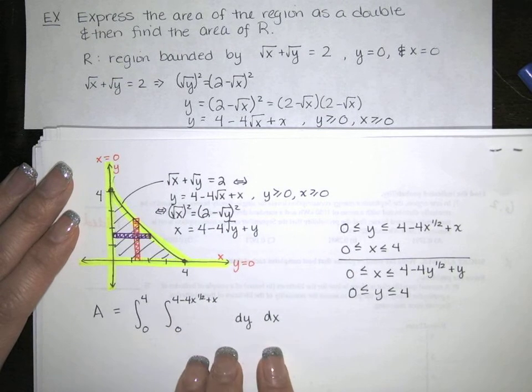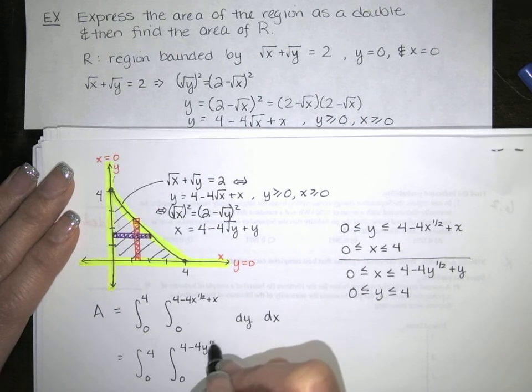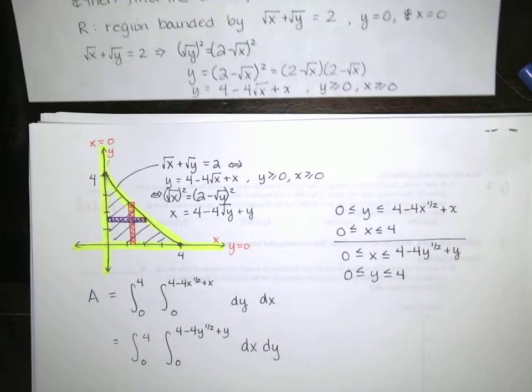So we could represent the area this way, or we could represent the area this way. The integral from 0 to 4 of the integral from 0 to 4 minus 4 times y to the 1/2 plus y dx dy. Either one is fine.